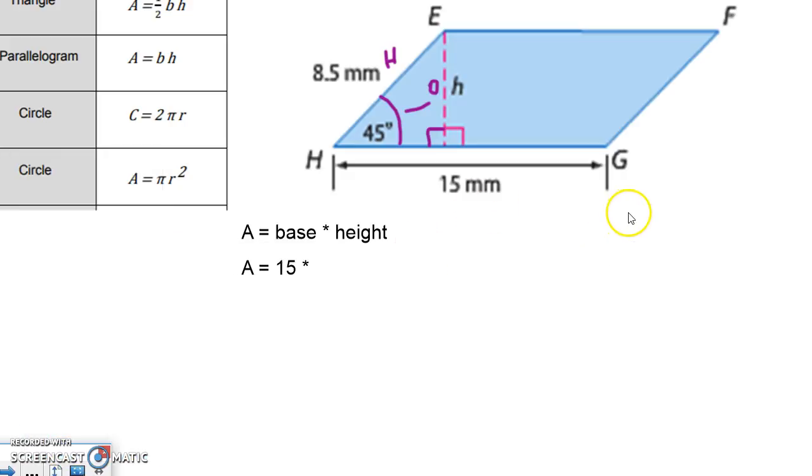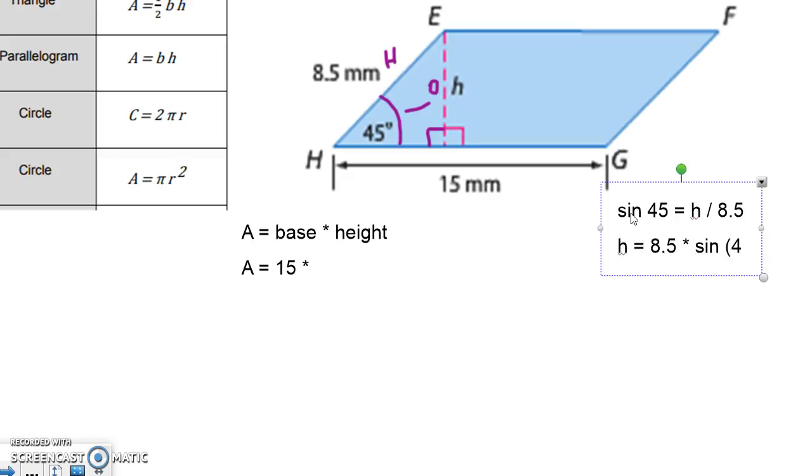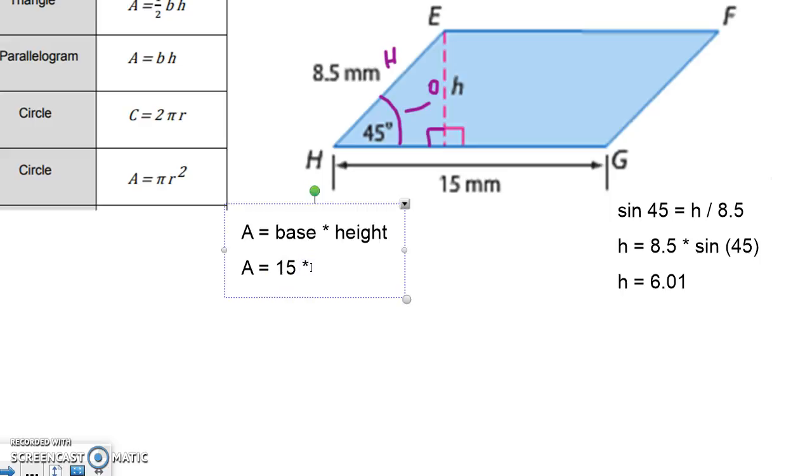So over here I'll do my scratch work. I have the sine of 45 degrees is equal to opposite, h, over my hypotenuse, which is 8.5. So in your calculator, we're going to do 8.5 times the sine of 45, and we get about 6.01. I'm just going to round to 2 decimals. So now I know my height is 6.01.